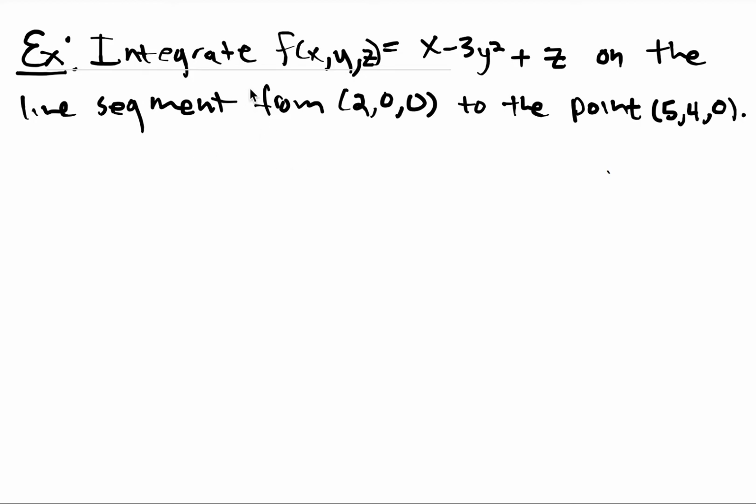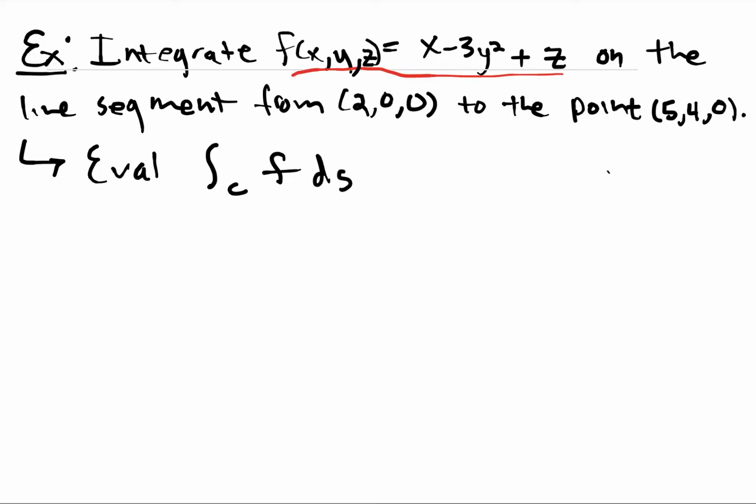Example number 1, I'm having you integrate this scalar function on this line segment from the point (2, 0, 0) to the point (5, 4, 0). Basically what's being asked here is we would like to evaluate this scalar line integral of the form, we integrate over C, f ds, and for the f here, I want that to be the function that I'm integrating, and for the C, I want this to be the curve that I'm integrating over.